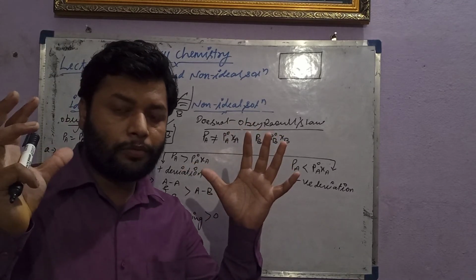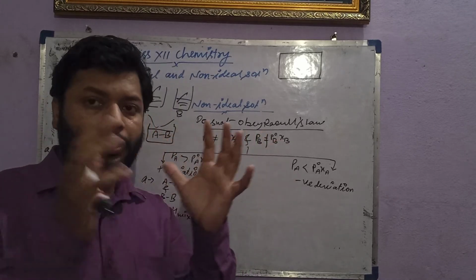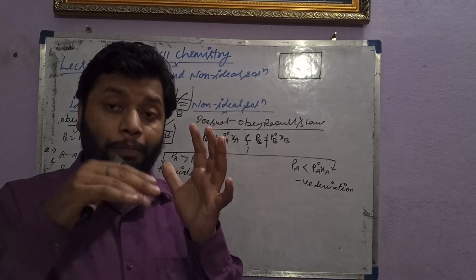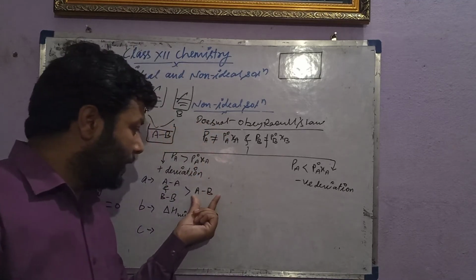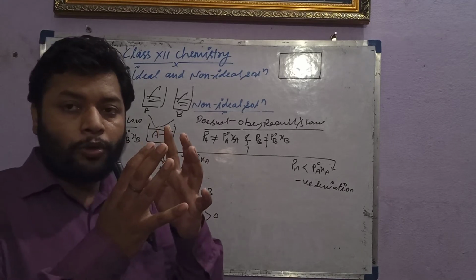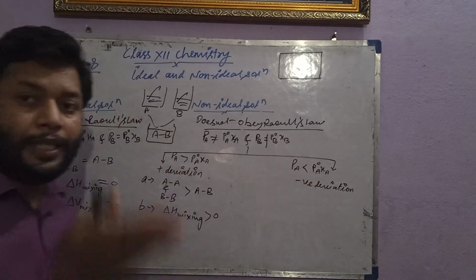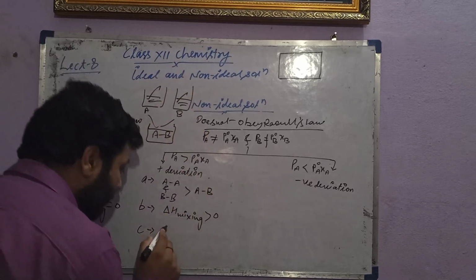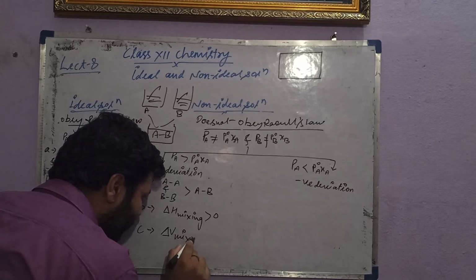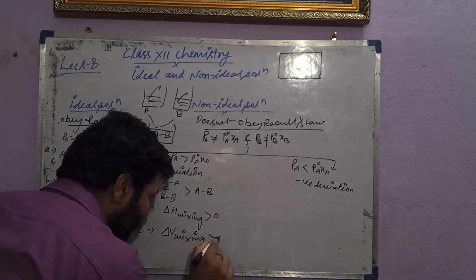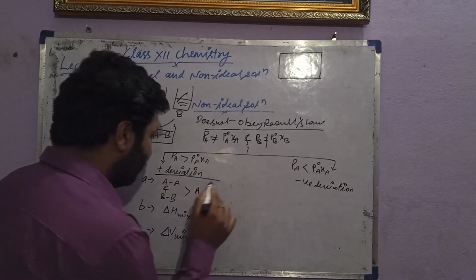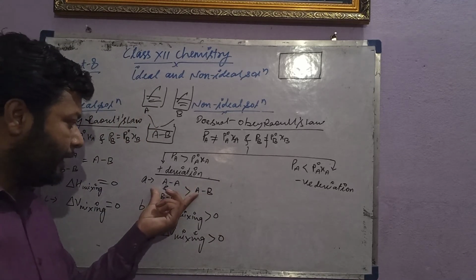When the force of attraction is greater, the molecules must be closer and will decrease the volume. But when there is a smaller force of attraction between the components, the molecules go away, which will increase the volume. Delta V mixing will be greater than 0.